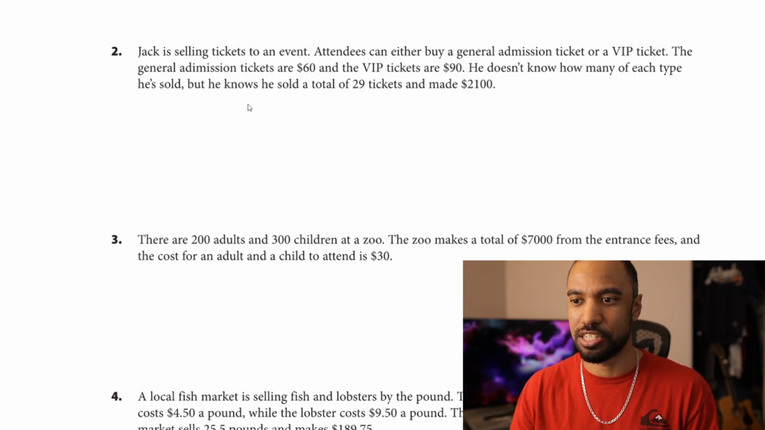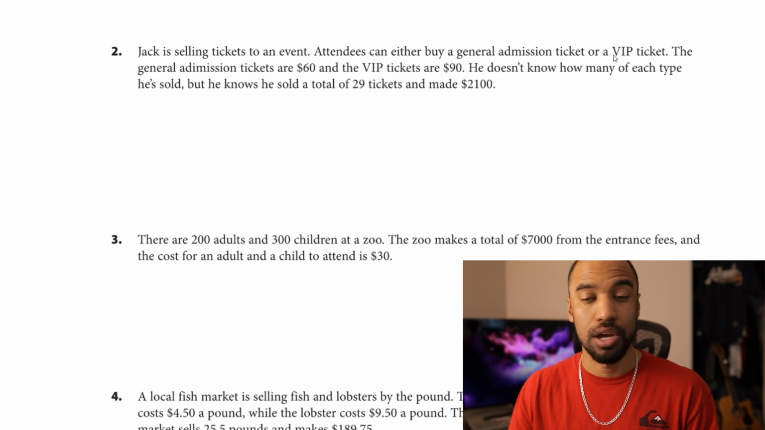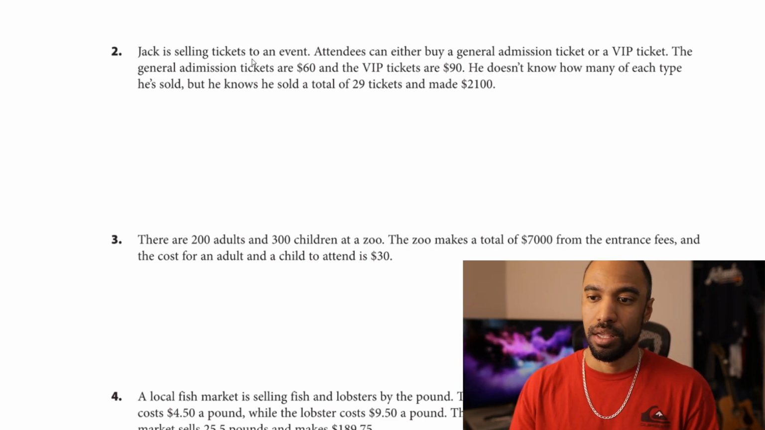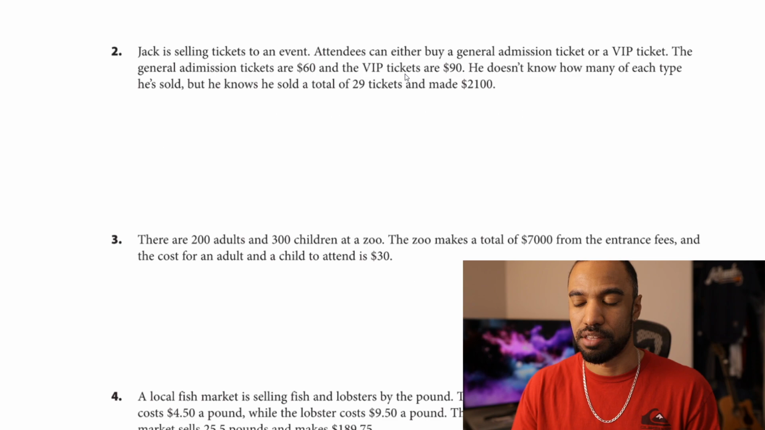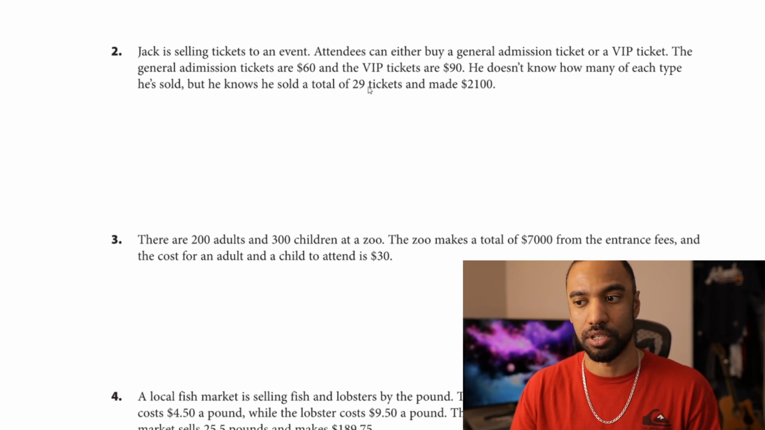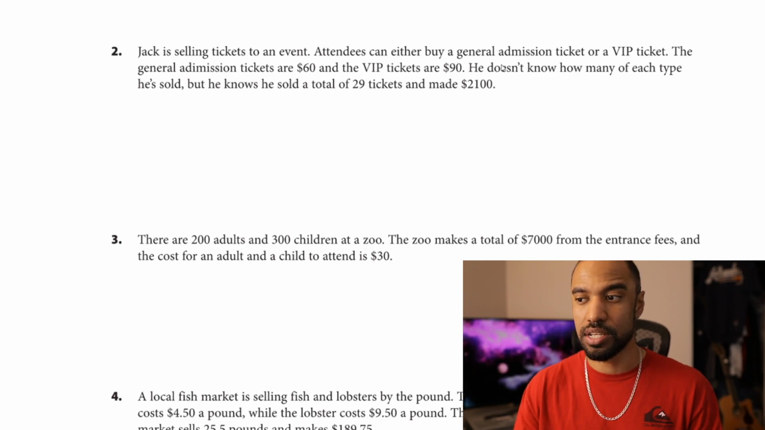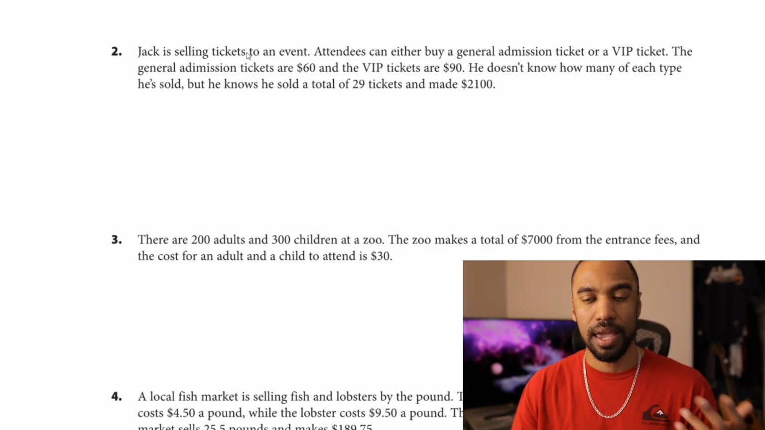Jack is selling tickets to an event. Attendees can either buy a general admission ticket or a VIP ticket. The general admission tickets are $60 and the VIP tickets are $90. Oh, they kind of tell us this time. He doesn't know how many of each type he sold, but he knows he sold a total of 29 tickets and made $2,100. So the question is, how many of each type did he sell? And that's the idea here.